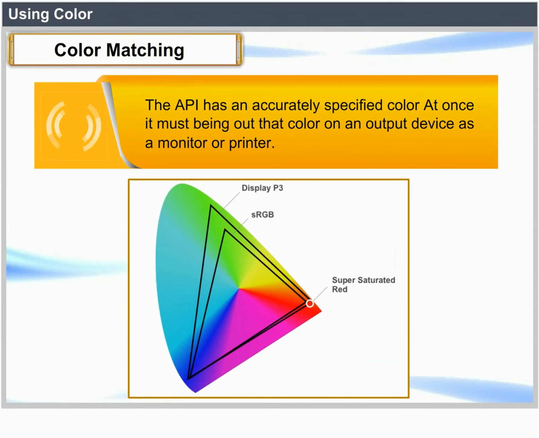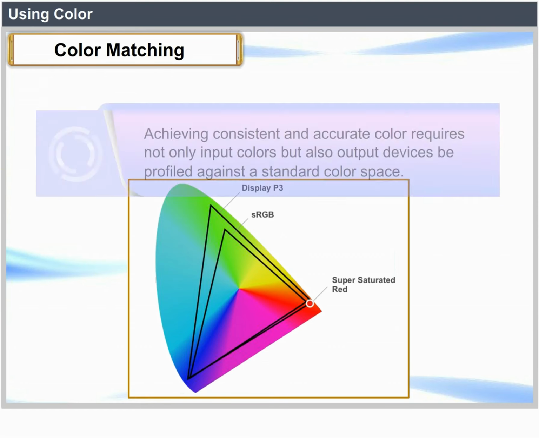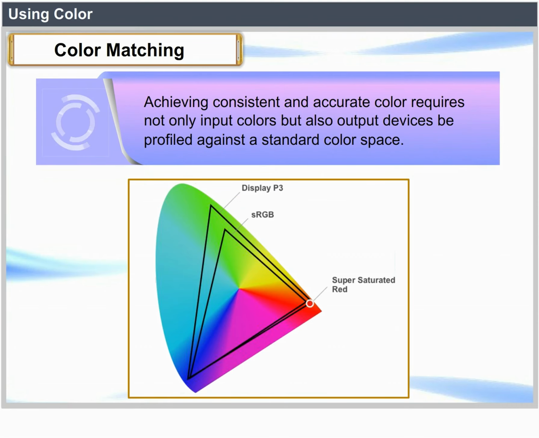Color matching. The API has an accurately specified color. At once, it must bring out that color on an output device such as a monitor or printer. Achieving consistent and accurate color requires not only input colors but also output devices be profiled against a standard color space.